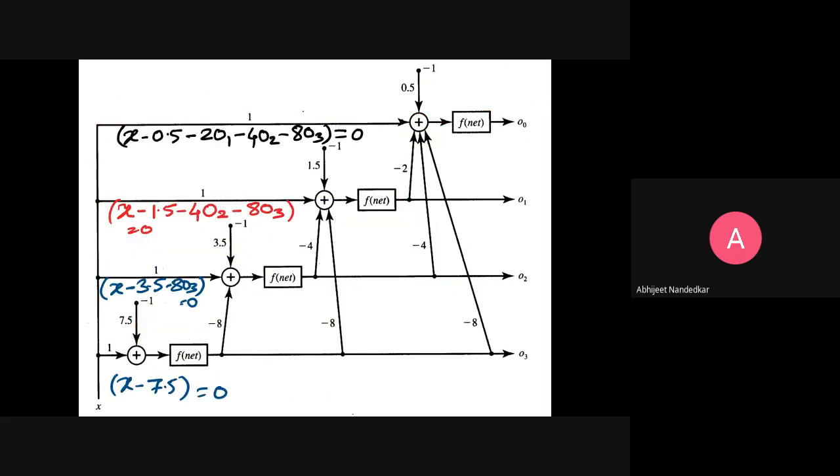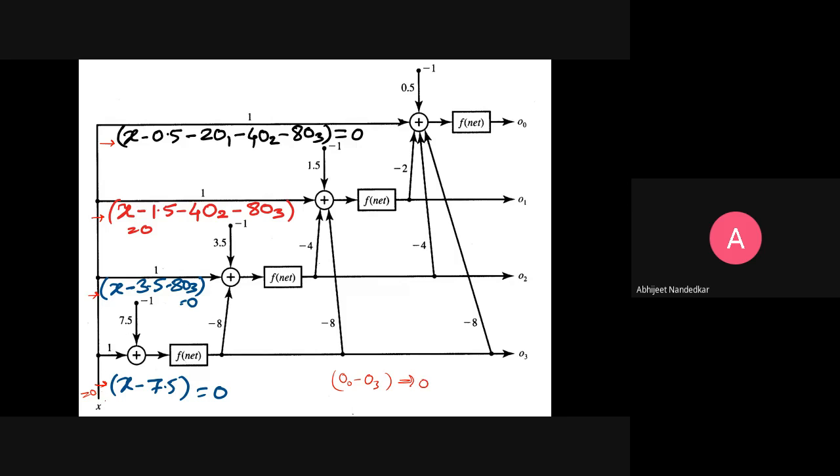Okay, so if I write it cleanly, this is the implementation. There are four equations implemented here, one equation per neuron. This is the implementation for each neuron. Now suppose my input is, let us say, 0, assuming that all of O0 to O3 are 0. See what happens.